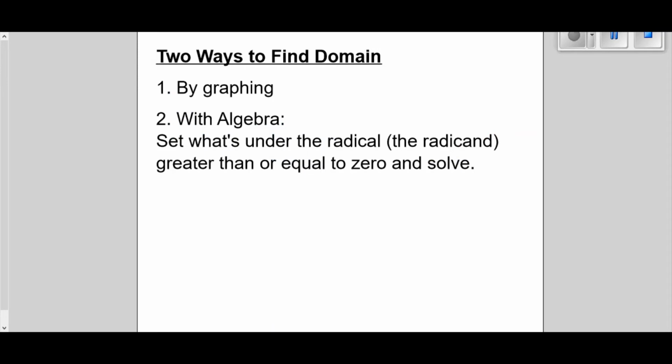So before we get into graphing, I do want to point out that there's two ways that we can find the domain of square root functions. The first is by graphing, which we saw in the parent function. The second is we could use algebra. We are working with a restricted domain, so we won't be able to use the whole x-axis. So what we can do is set what's under the radical greater than or equal to 0, and then solve for x, and that will help us find the domain. So let me show you an example of that.